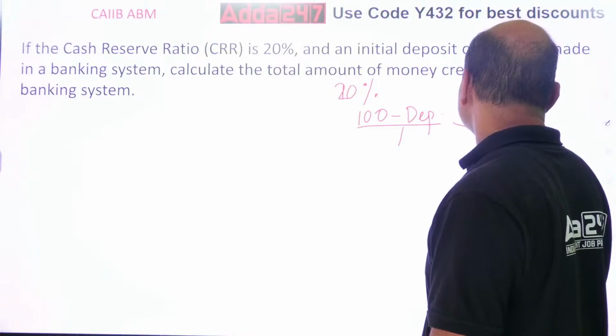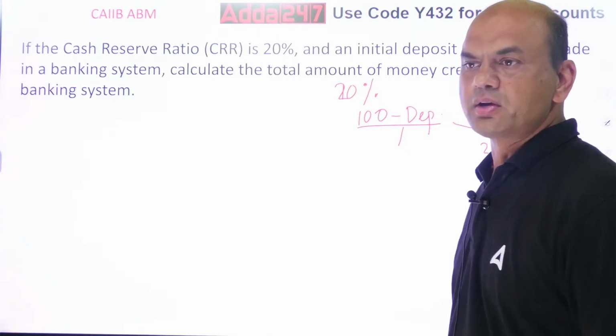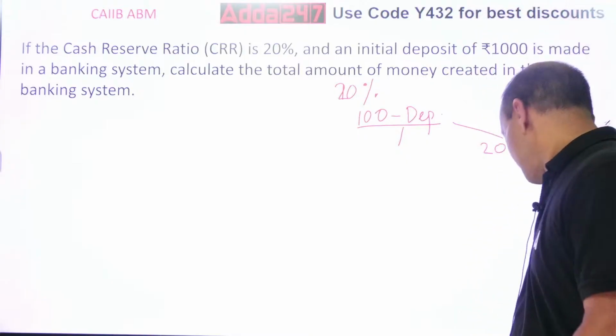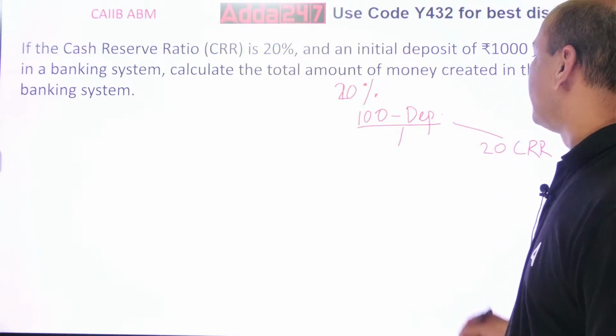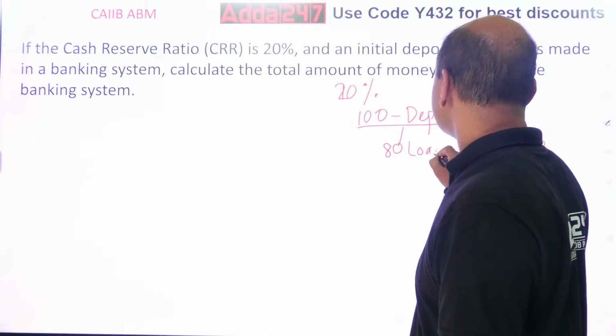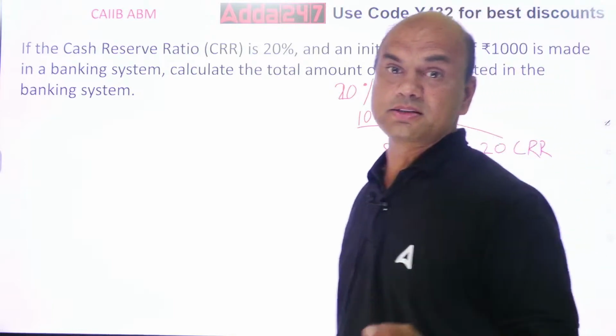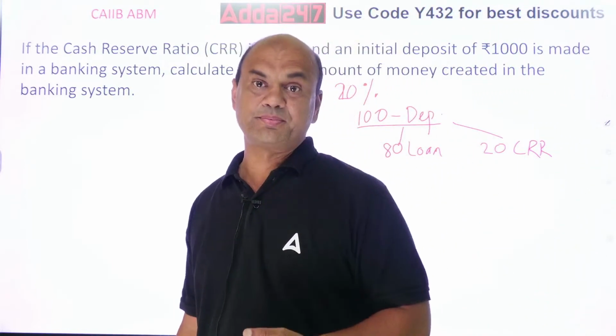20 rupees go for CRR. That is kept with RBI. And 80 rupees, I can give as a loan. How is the money created? Look at this. Money creation is an important part of RBI.